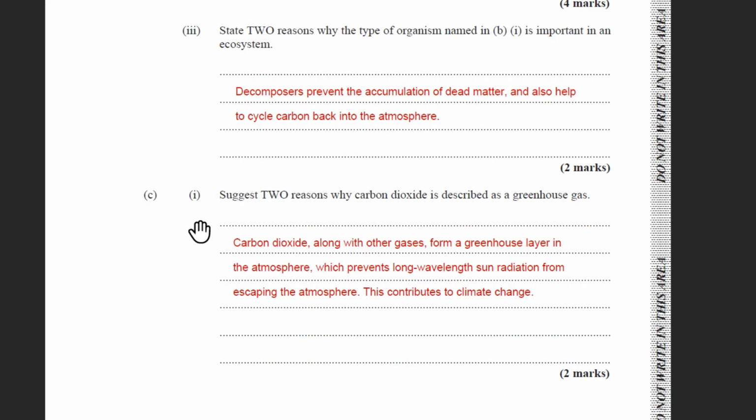Think of it like a parked car in the hot sun. The heat could come in but it can't come out, causing the car to heat up. That's a good example. So carbon dioxide, along with other gases, form a greenhouse layer in the atmosphere. It prevents long wavelength sun radiation from escaping the atmosphere. This contributes to a rise in temperature and climate change as a result.